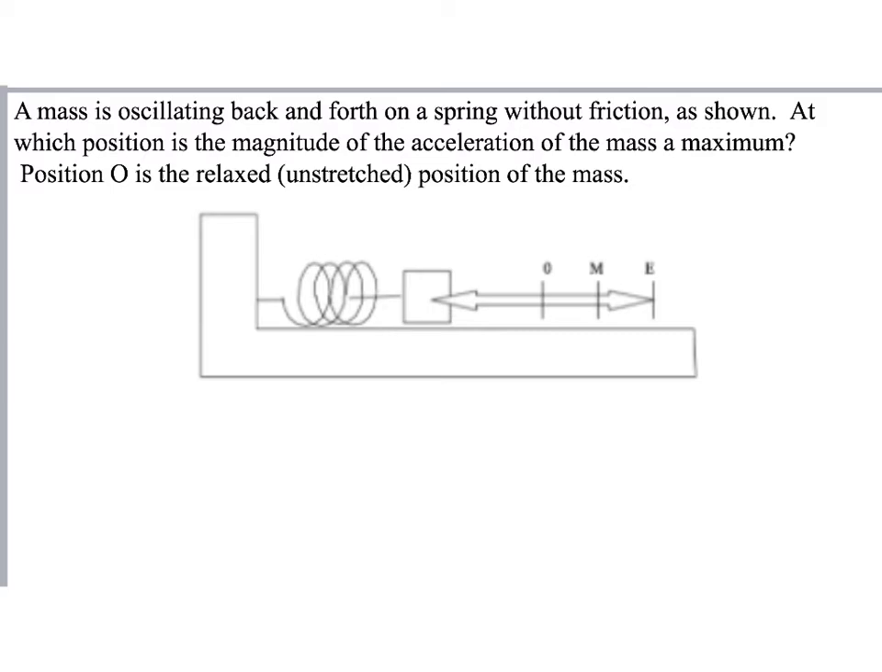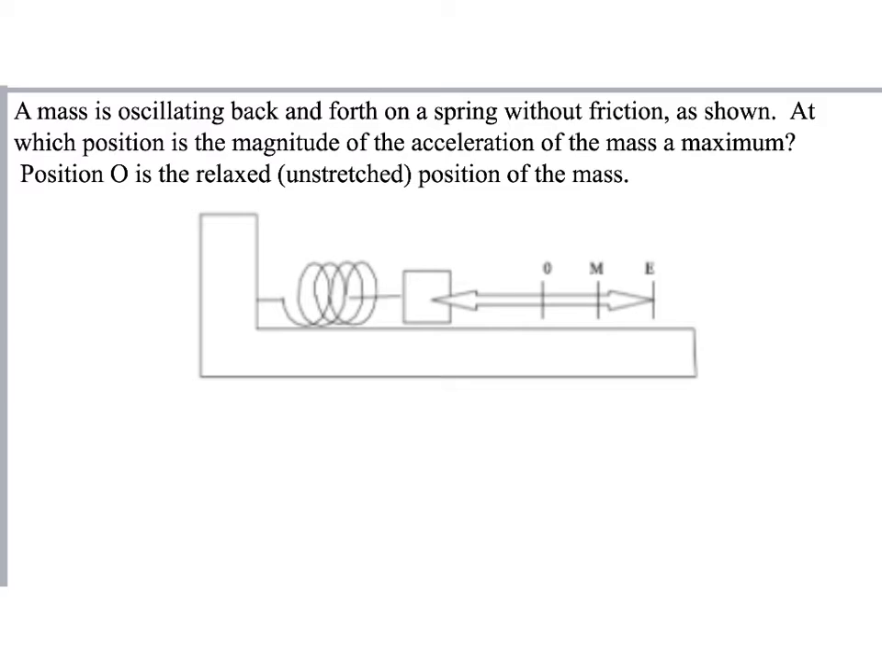So here we go. Question number 1. A mass is oscillating back and forth on a spring without friction as shown. At which position is the magnitude of the acceleration of the mass a maximum? Position O is the relaxed, unstretched position of the mass. All right, go ahead and pause it and put down your answer.